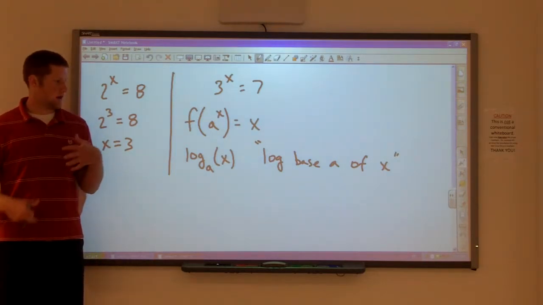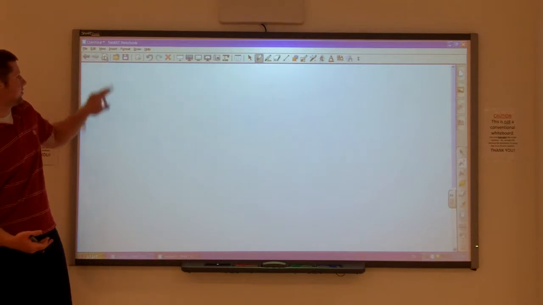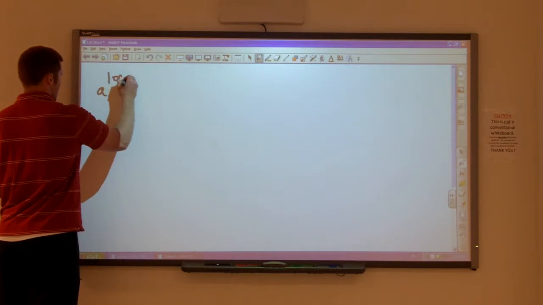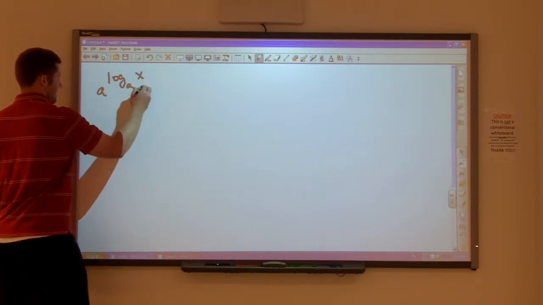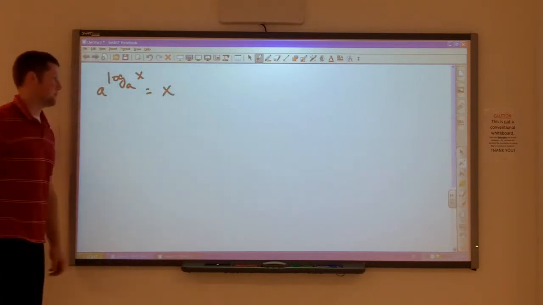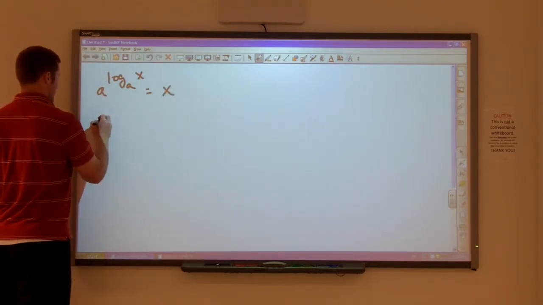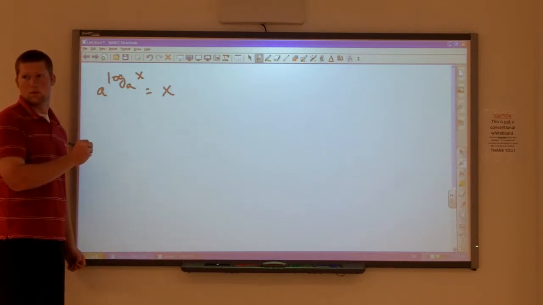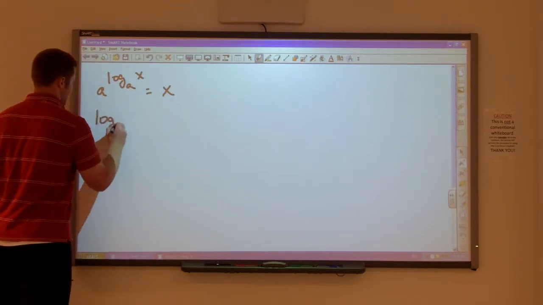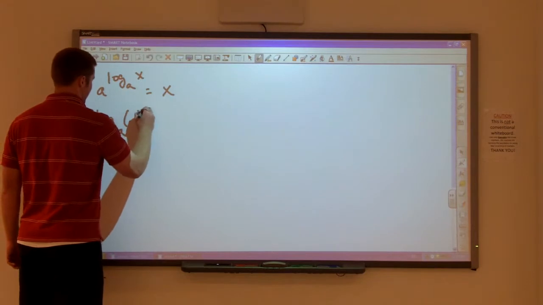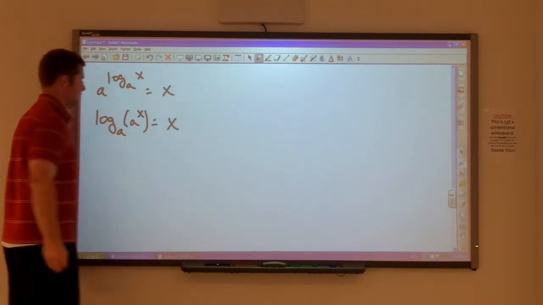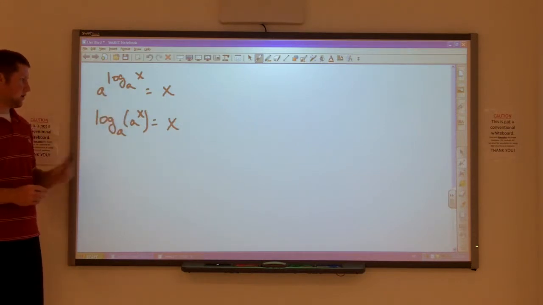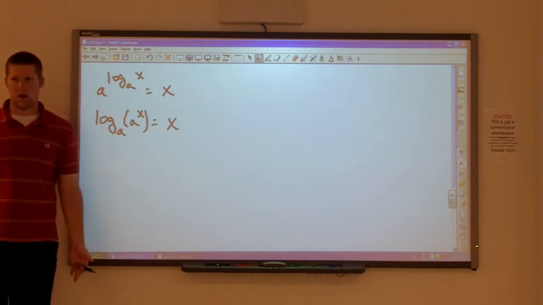So let's look at the properties of it as an inverse. Essentially, a to the log base a of x will return x. Also, similarly, log base a of a to the x equals x. So it works as an inverse both ways. If we plug a log into our exponential, we get back x. If we plug an exponential into our log, we also get back x.